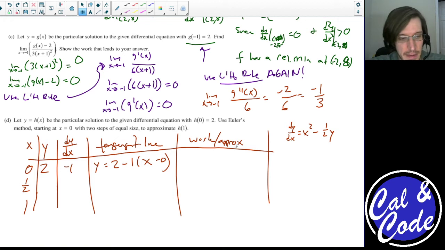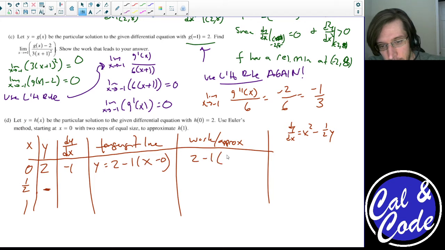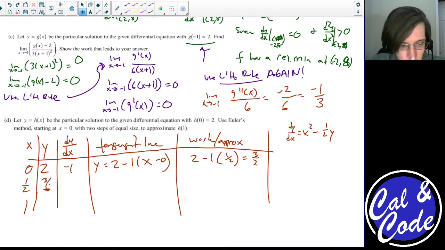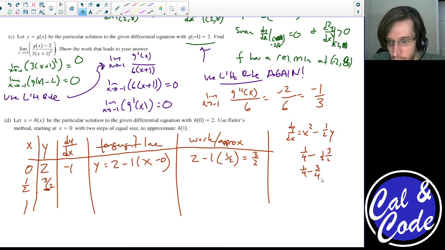And then to approximate the next thing, what I'm really trying to approximate is my next y value. So to approximate my next y value, I need to put my next x value into this tangent line. So basically what I end up with is 2 minus 1 times a half. Well, 2 minus a half is 1.5 or 3/2. So next I want to find my dy dx. When I do that, I'm putting in my x of 1/2, which gives 1/4, minus 1/2 times 3/2. So I've got 1/4 minus 3/4, which gives me negative 2/4 or negative 1/2.